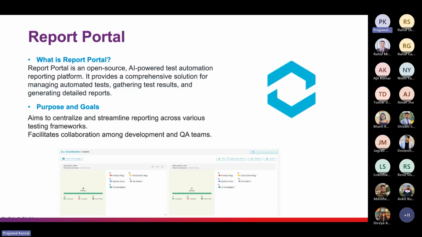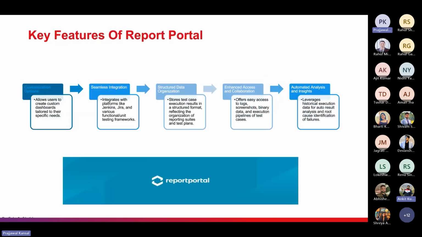Along with centralized reporting, we can say it supports teamwork between the developers and the QA team. By having a shared space for the test results and reports, both developers and QA can easily communicate and collaborate. This communication helps ensure issues are identified and resolved quickly, improving the overall quality of the software. So we have some key features of Report Portal. The first and most important key feature is the customization option.